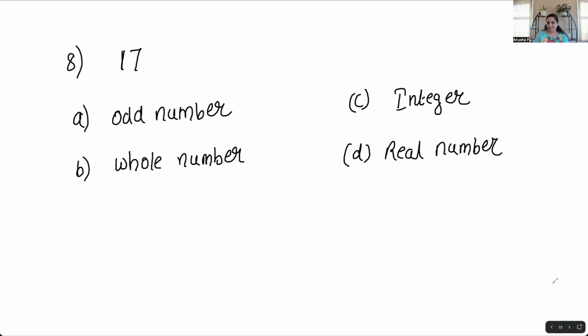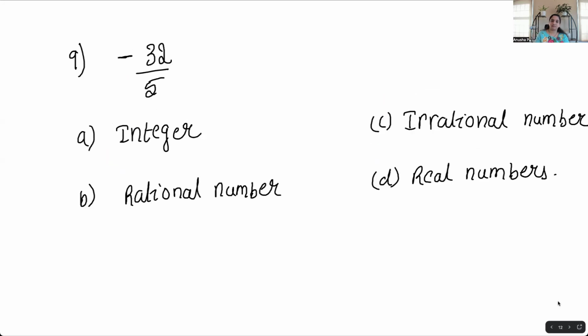Okay, is 17 an odd number? Yes, 17 is an odd number because the ones place is ending with the 7. So if the ones place ends with 1, 3, 5, 7, 9, then you will call it an odd number. It is an integer and it's a positive number, so it is a whole number, and any number can be considered as a real number. So all the options are correct for the number 17. It's an odd number, integer, whole number, and a real number.